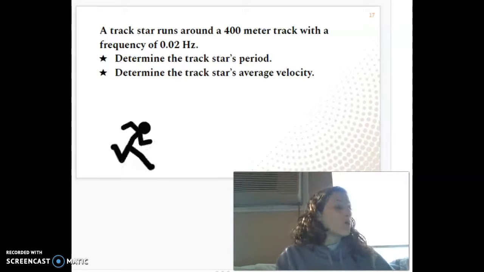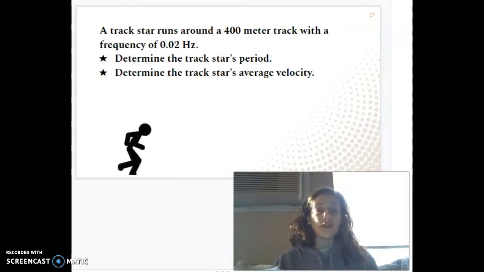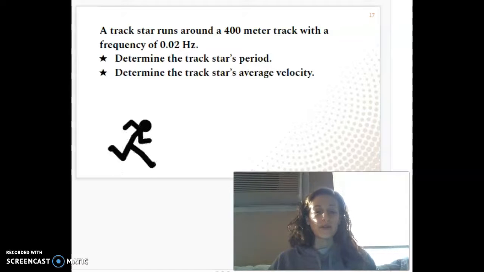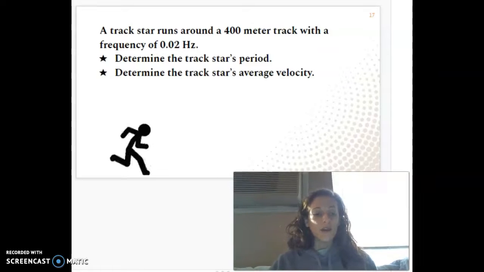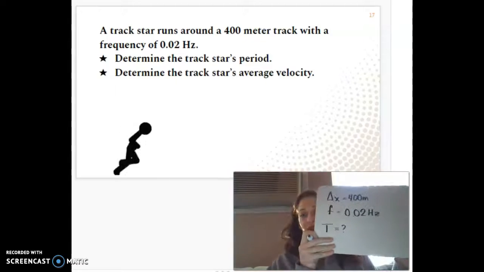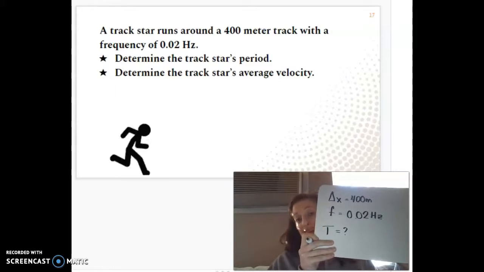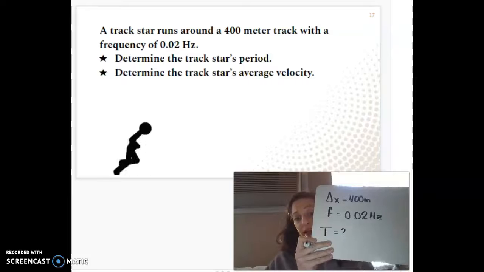As always, we write what we know about the problem. The track star is running a 400-meter track. So that's a value of distance. I'm going to call it delta x. And there's a frequency of 0.02 hertz. And we want to know the track star's period. So remember, period is represented by the capital T, okay? So what was our relationship for period?